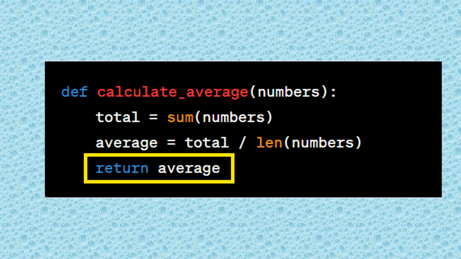Finally, we use the return keyword to send the calculated average value back to whoever called our function. This allows us to use the average value later in our program.